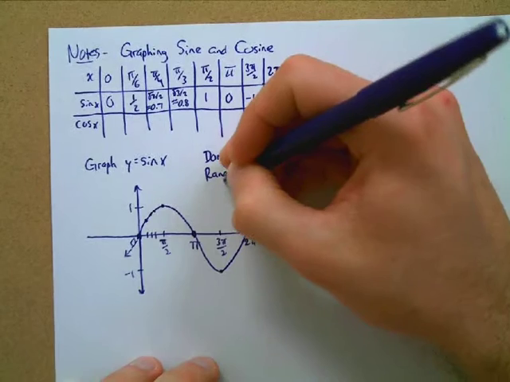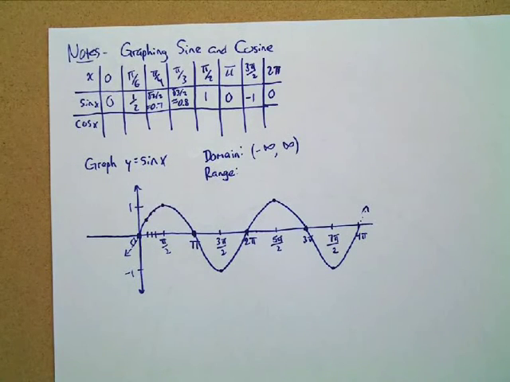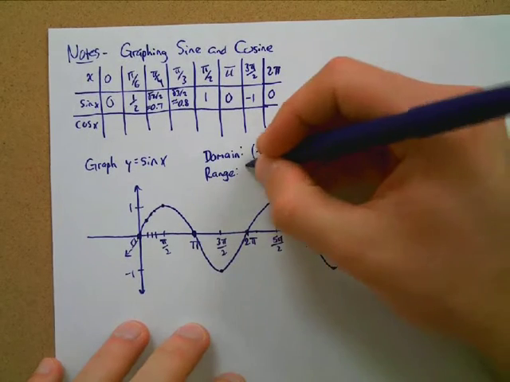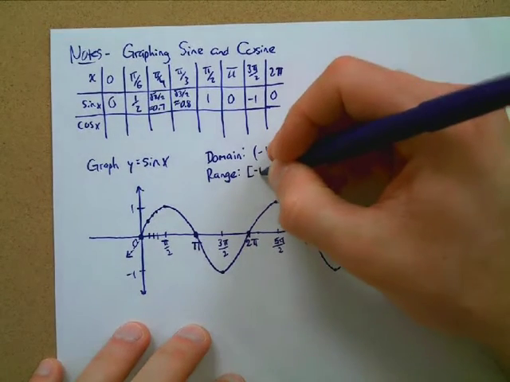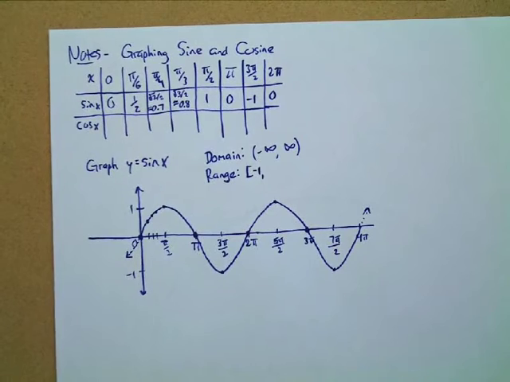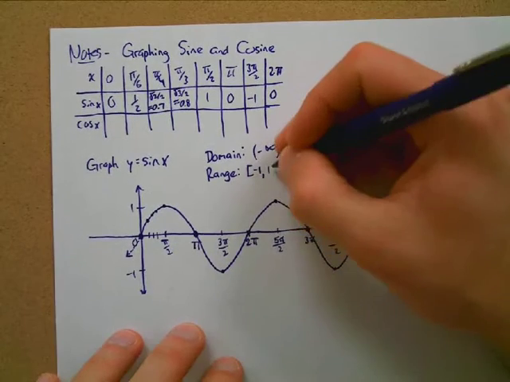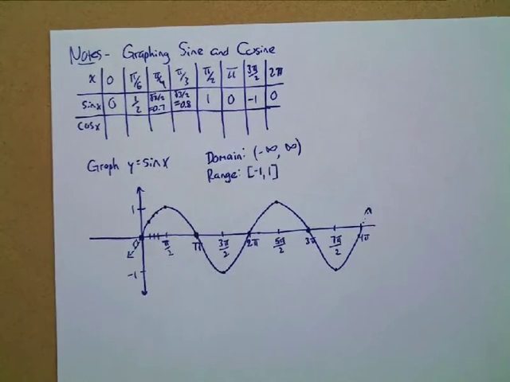What about the range? What's the lowest y value we're going to have here? Negative 1. And we're going to include negative 1 because we do get to that, right? And what's the highest y value you get to here? 1. Okay, so there's our range. And again, we do get there.